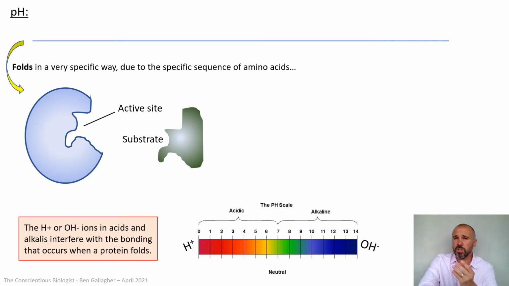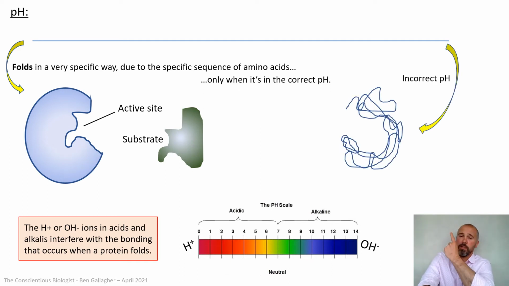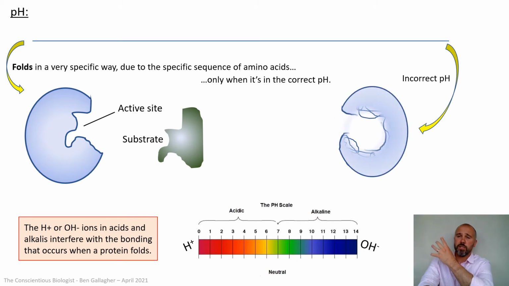So whilst an enzyme or any protein will form its correct folding at its correct pH, if you put it in its wrong pH, the H+ and OH- ions in the acids and alkalis, this is from over there, interfere with the bonding that occurs when a protein folds. So what you'll get in the wrong pH is it might fold up into this, which if I put the outsides on, you can see it doesn't really have outsides. Remember, we just add that to make the diagram more obvious.